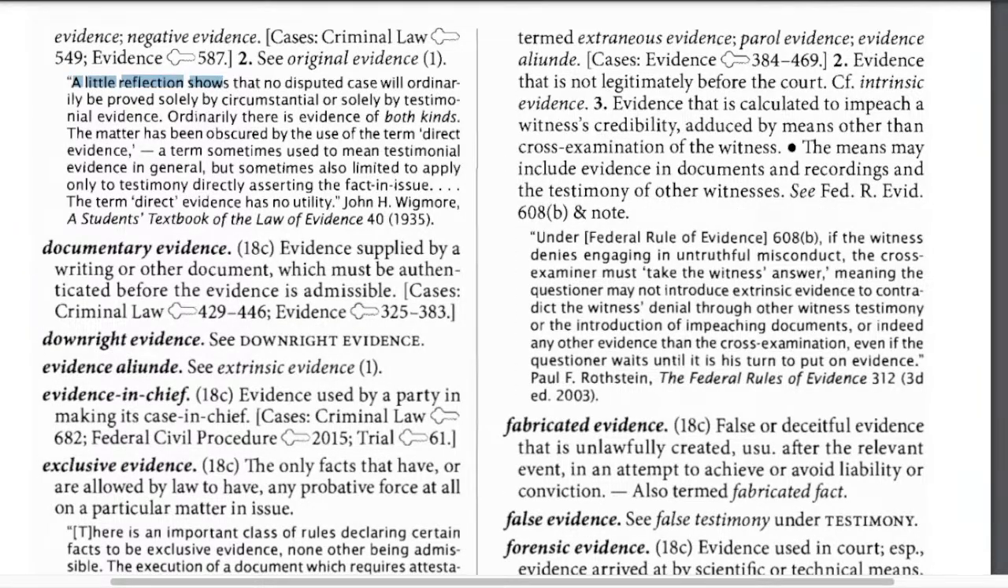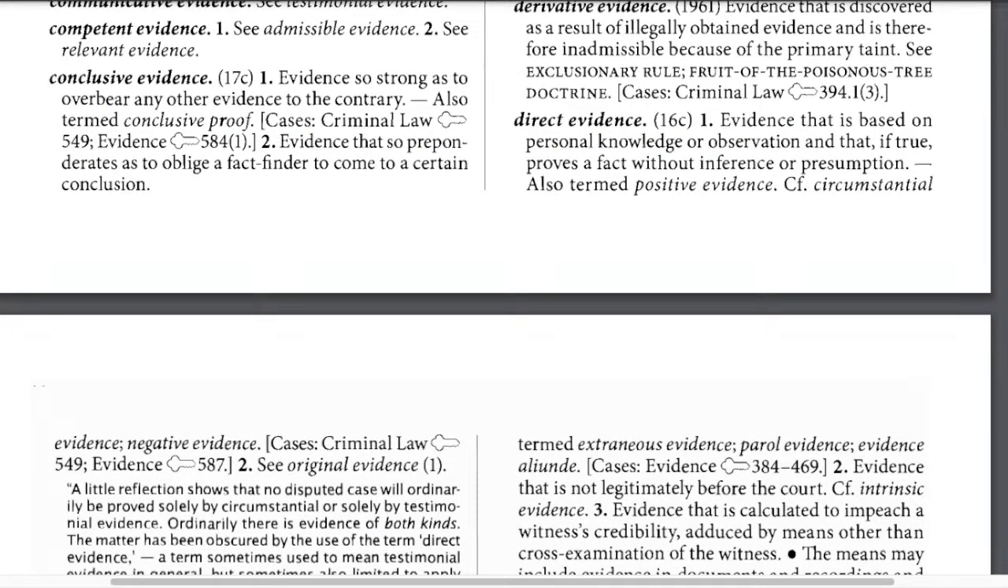So, a little reflection shows that no disputed case will ordinarily be proved solely by circumstantial or solely by testimonial evidence. Wow. Ordinarily, there is evidence of both kinds. The matter has been obscured by the use of the term direct evidence, a term sometimes used to mean testimonial evidence in general, but sometimes also limited to apply only to testimony directly asserting the fact in issue. The term direct evidence has no utility. Okay, so there, the ambiguity is starting to blur the terms. This is interesting. It's based on personal knowledge or observation that, if true, proves a fact without inference or presumption.